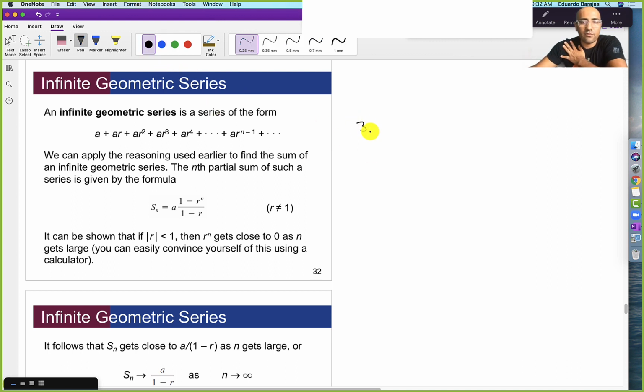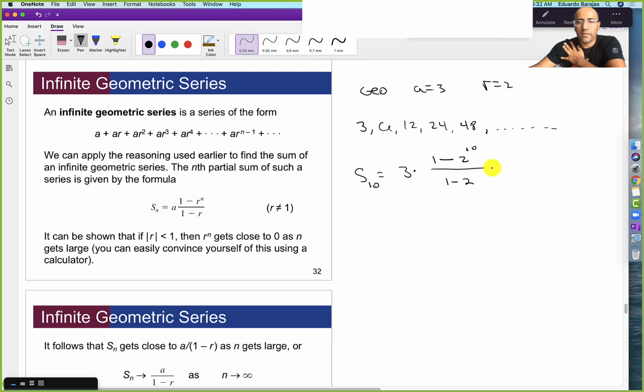Let's say I have 3, and then I'm multiplying by 2. So we get 3, then 6, then 12, then 24, then 48. Here is a geometric sequence where a is 3 and r is 2. Good. So I can find s sub 10, the sum of the first 10 of them. That's easy. That's going to be equal to 3, which is the a, times 1 minus 2, the common ratio, to the power of 10, divided by 1 minus 2.